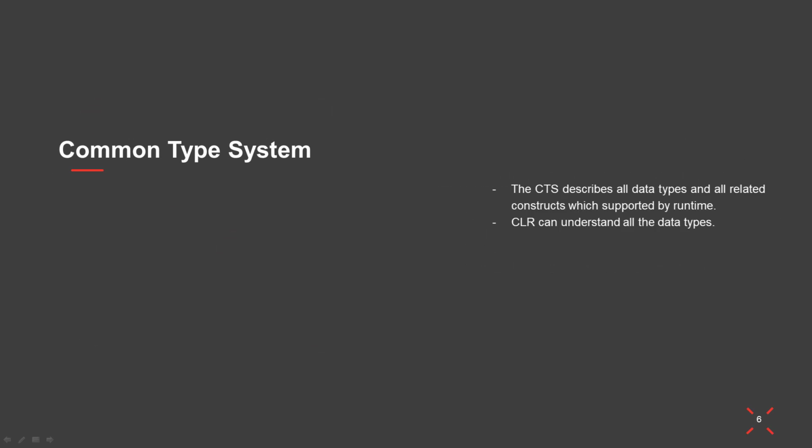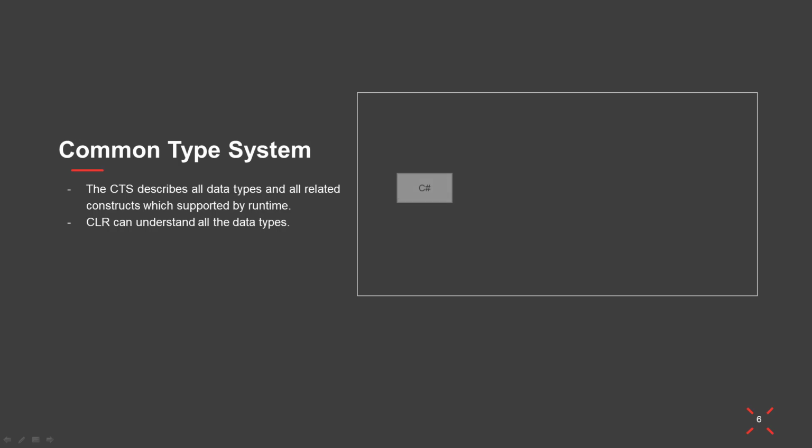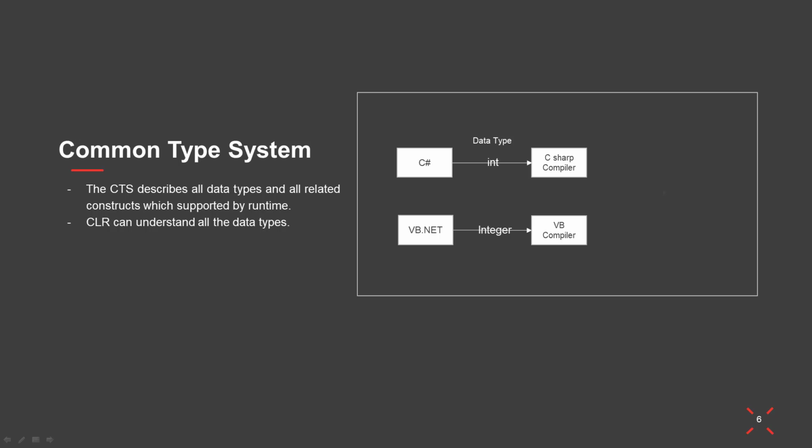So, what about Common Type System or CTS? The CTS describes all data types and all related constructs which are supported by the runtime, details how they would be represented in .NET metadata format, and also specifies how entities can interact with each other. So in other words, we have several languages, and each language has its own data type definition that cannot be understood by other languages, but CLR can understand all the data types.